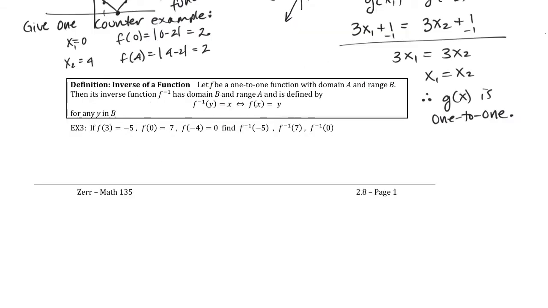Okay, so an inverse of a function, if we're starting with something that's one-to-one, with a domain of A and a range of B, then the inverse has a domain of B and a range of A. Just be careful, these are not negative exponents, those are saying the inverse function. So this will make more sense if we do a few examples.